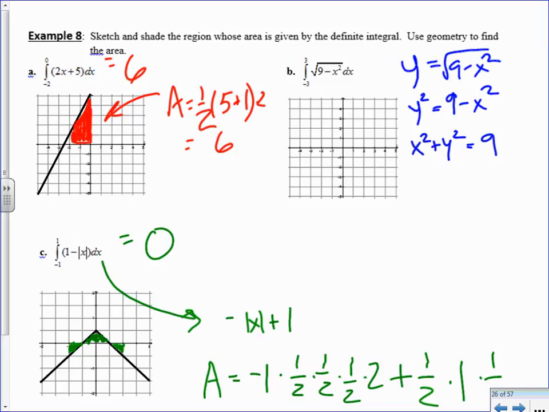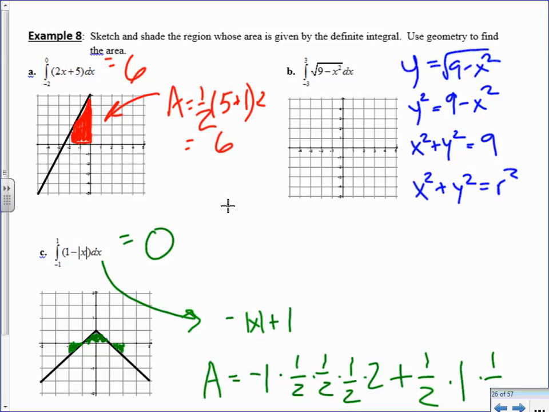Hopefully this is ringing some bells now. You've seen equations like this before, either in Algebra 2 or in pre-calculus, and you know that this is the equation for a circle. You might want to write this down: the equation for a circle is x squared plus y squared equals r squared. So this is a circle with radius 3. And if, for instance, this was an x plus 1 squared, that would move it to the left one, just like all of our other transformations.